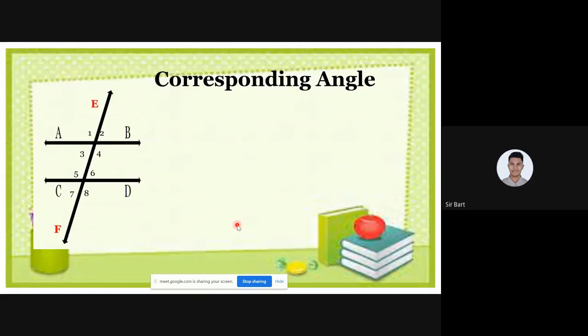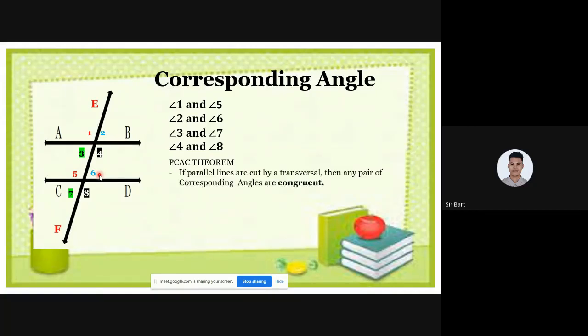Next are the corresponding angles. We have now angle 1, angle 2, angle 3, angle 4, angle 5, angle 6, angle 7, and angle 8. Here in corresponding angles, in this figure, we have 4 pairs. What are the pairs of the corresponding angles? We have angle 1 and angle 5, angle 2 and angle 6, angle 3 and angle 7, angle 4 and angle 8.